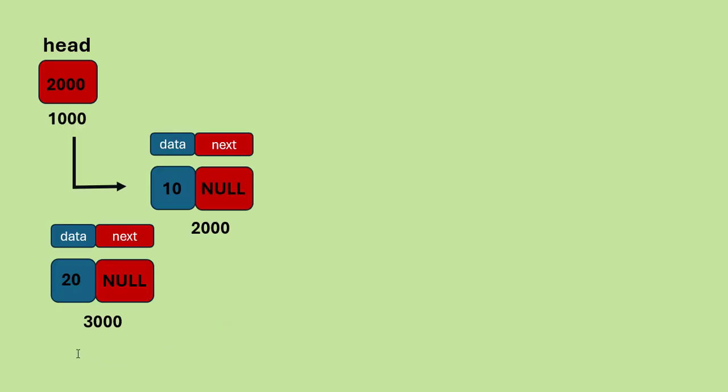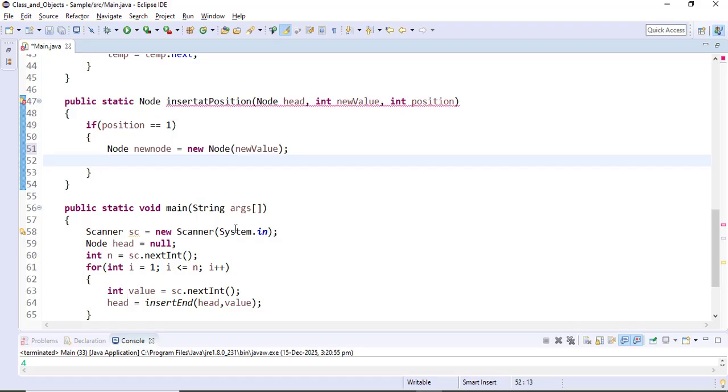So what I have to do? The value of head will be taken. That will be stored in the new node's address part. So what should I give? New node dot next is equal to head. Done.